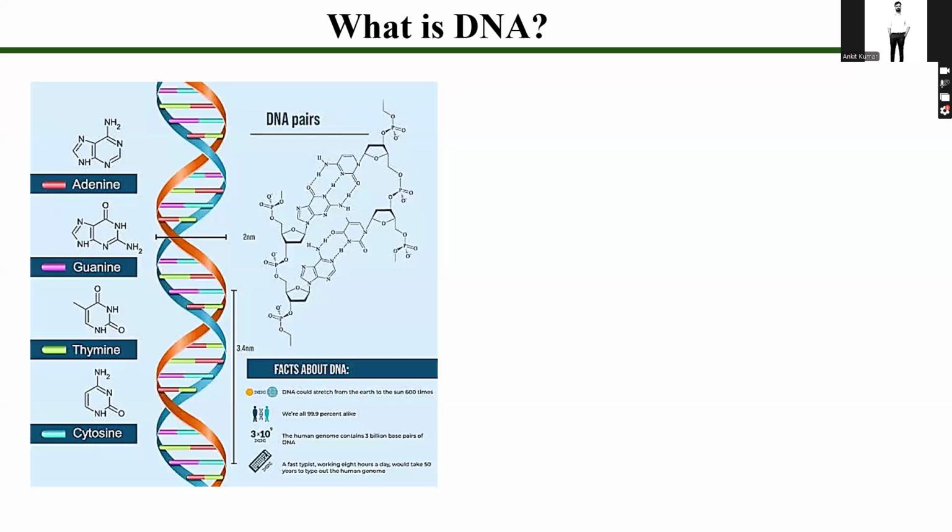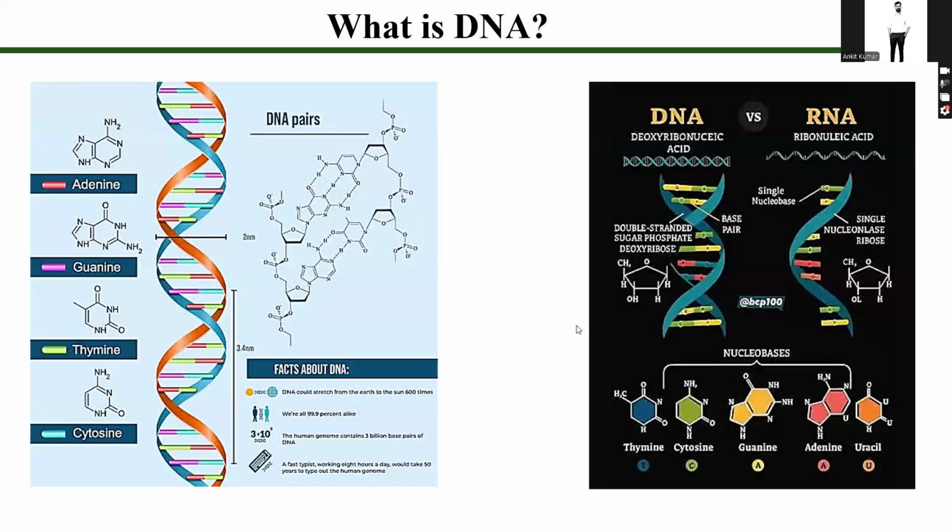So we are all 99.9% alike, but approximately 3 billion base pairs of DNA are there in the human genome. So it is itself a very large data set. And if we see the nucleic acids in our body, there are two nucleic acids: DNA, called deoxyribonucleic acid, and RNA, called ribonucleic acid. In DNA, the strands that we see here are made up of deoxyribose sugar. If you go into the details of the structure here, this is called the deoxyribose sugar.